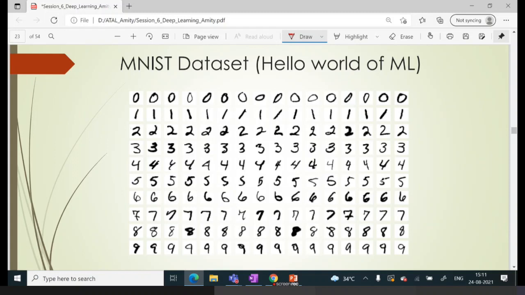We can say it's nothing but the hello world of machine learning. So what is the idea of this dataset? Again, it's a collection of 70,000 images, and each image is of size 28 cross 28, right? So you will get this particular number: 784 pixels are present in each image, and it's a grayscale image. So that means either a pixel is white or a pixel is black.